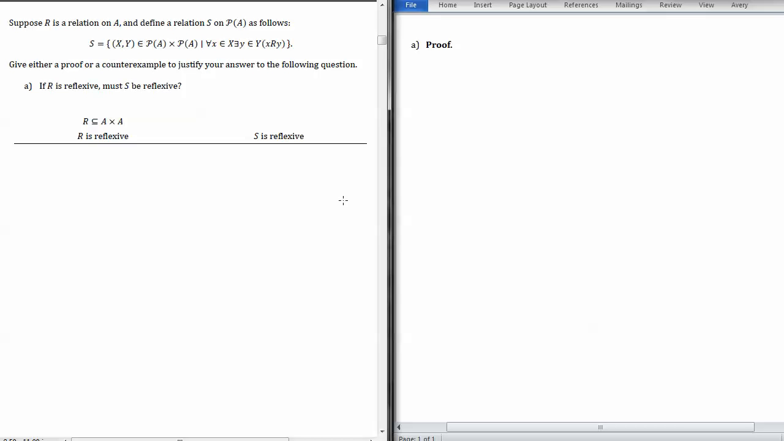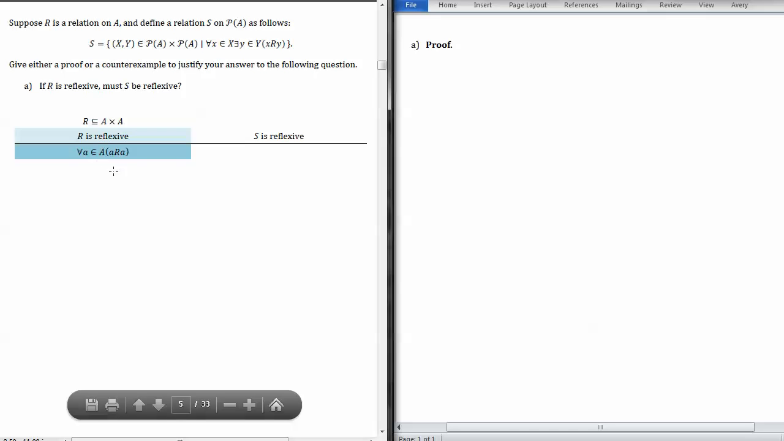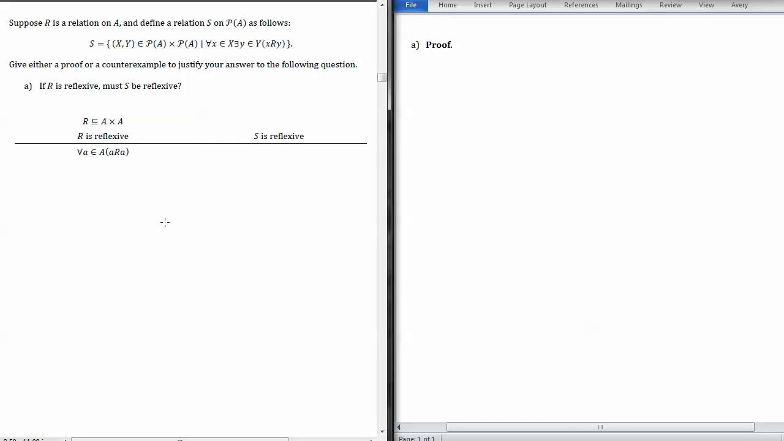We have R is a relation on A, and then I'm going to go ahead and suppose that R is reflexive for direct proof, and our goal is to show that S is reflexive. R being reflexive means that for all a in the set A, a is related to itself by R, and S being reflexive means the same thing, but now my set is the power set of A, and so talking about subsets of A, I'm going to use capital X for that variable.